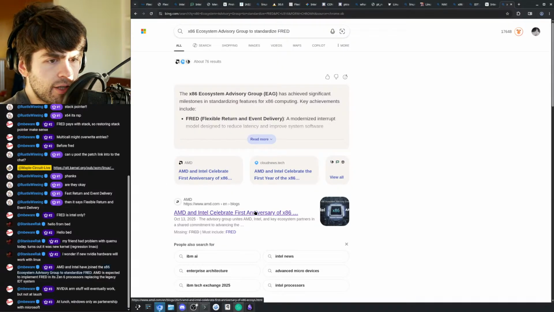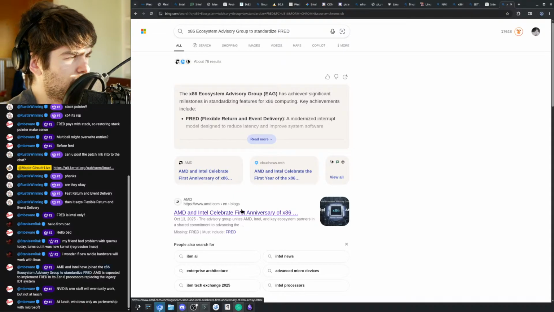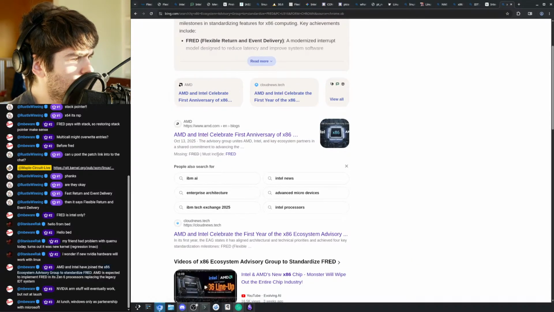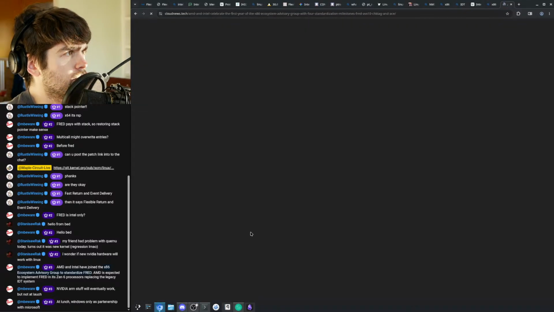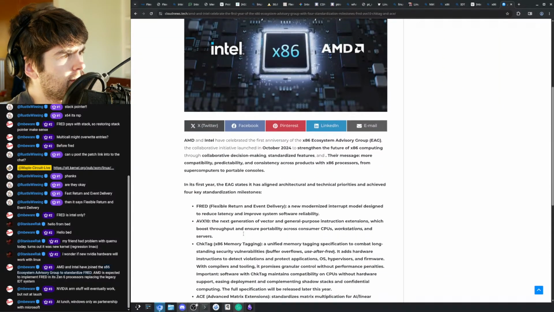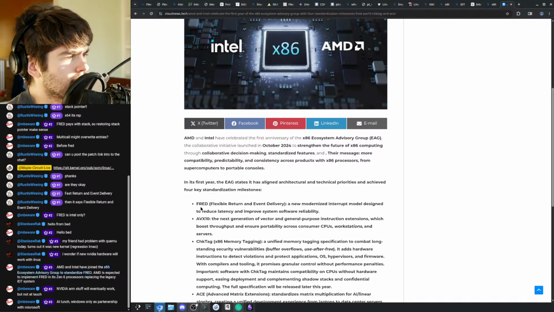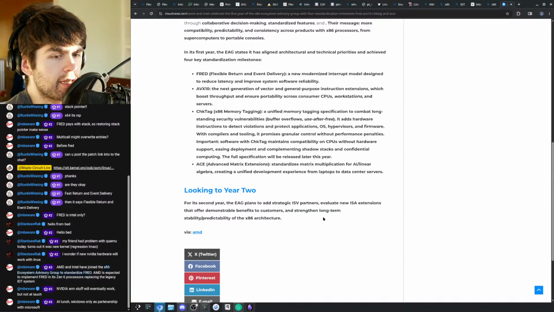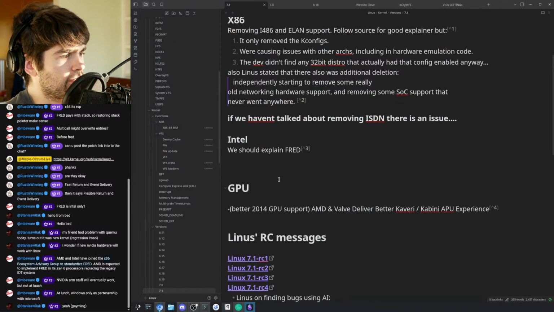At launch, Windows only has partnership with Microsoft. Don't know if I get it, but it's all good. Oh, here. Okay, that's kind of cool. Should probably note that down.